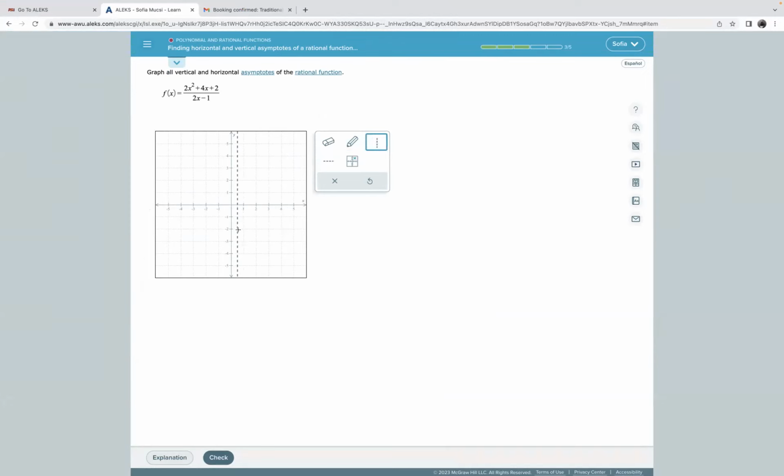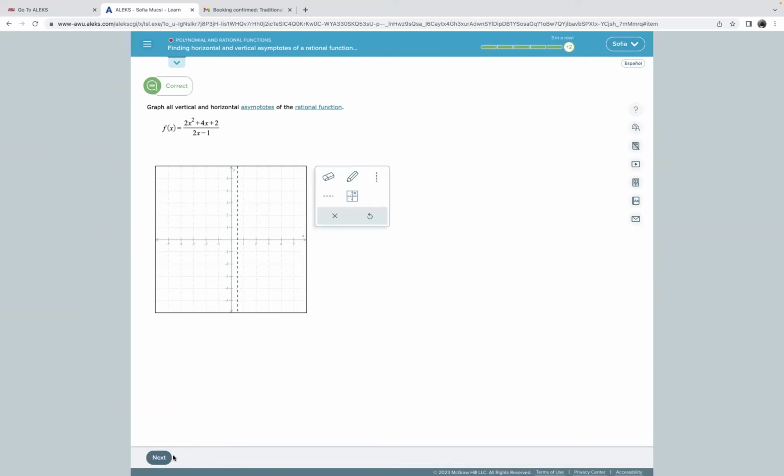And then for the horizontal, the degree of the numerator is 2, which is greater than the 1. So there is no horizontal asymptote in this case. Oh, okay. And there's actually a slant asymptote, which you'll see later on.